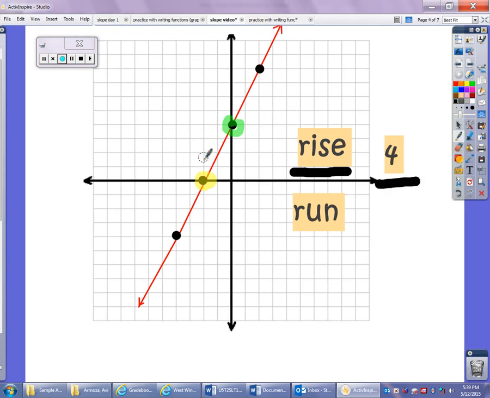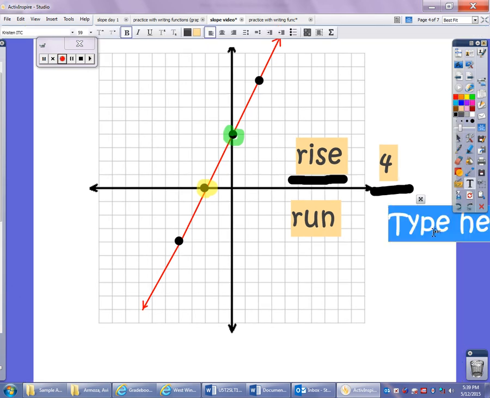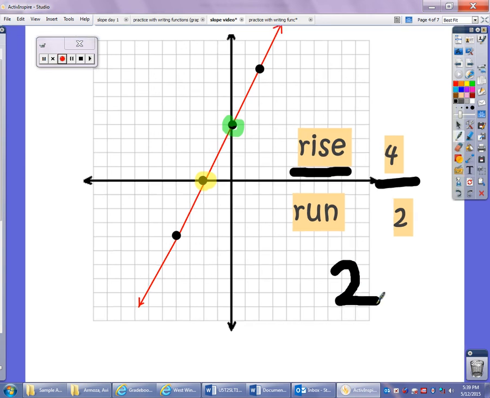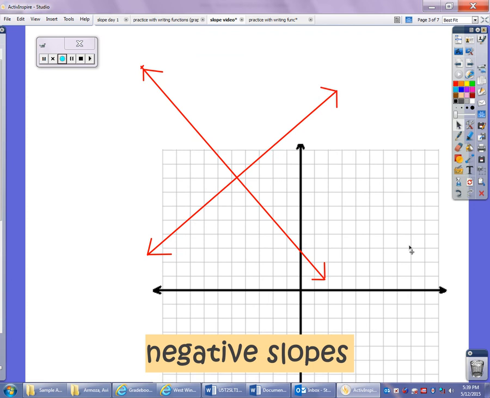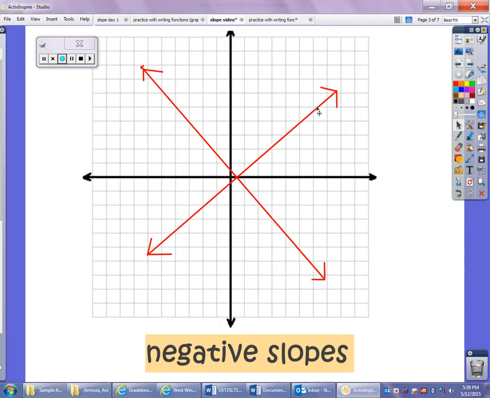Then I'm going to divide that by how much my run is. So if I go up 1, 2, 3, 4, I now have to go to the right 1, 2. And since I go to the right, right is positive, left is negative. So 4 divided by 2 will get me the slope. 4 divided by 2 is equal to a slope of 2. I could do that with negative slopes as well. And again, it doesn't matter which way you're going. You just have to find the rise and the run.